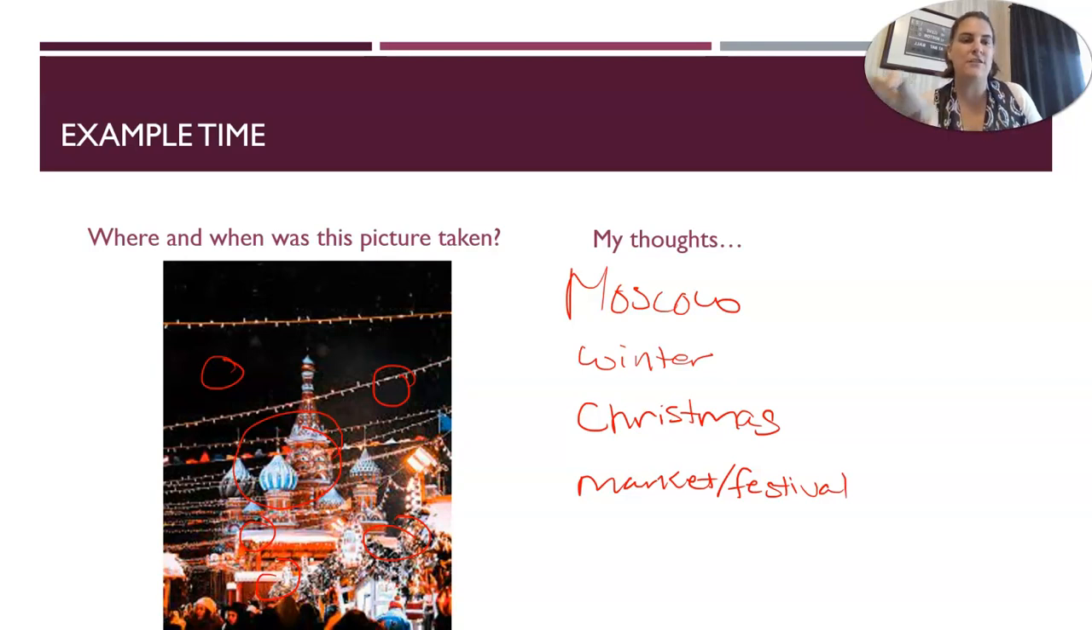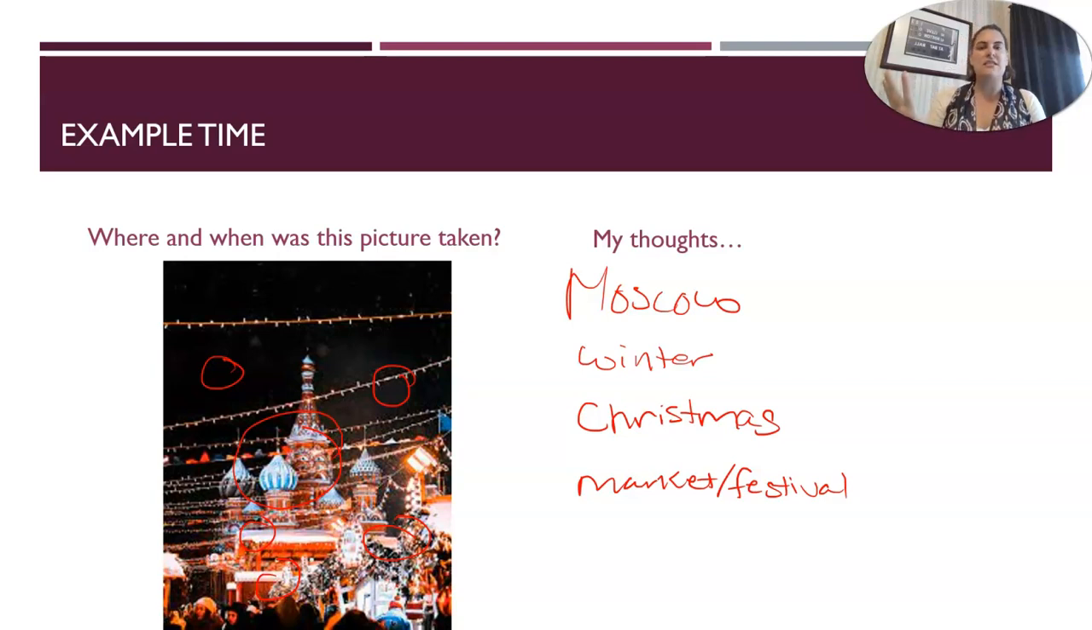So I have my evidence from the picture, I have my thoughts and my reasoning that I've kind of worked out together, and then I want to figure out my claim. My claim is going to be, this picture was taken in Moscow at a Christmas festival or market. And there's my one sentence claim that I got to by looking at my evidence and through my reasoning, which takes us to our final step, our final order of operations.